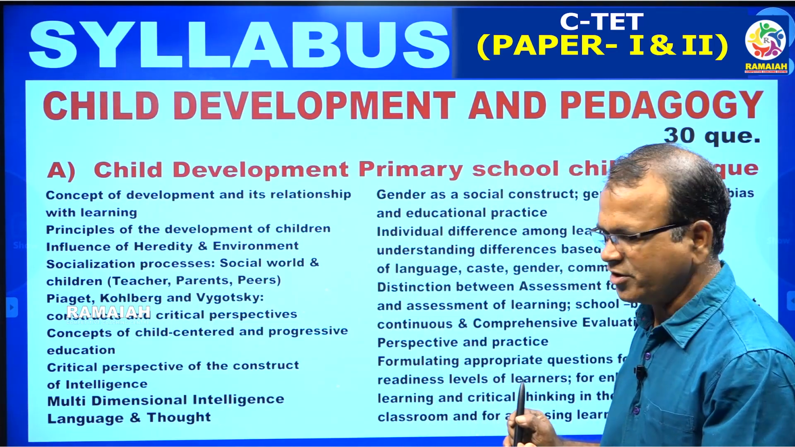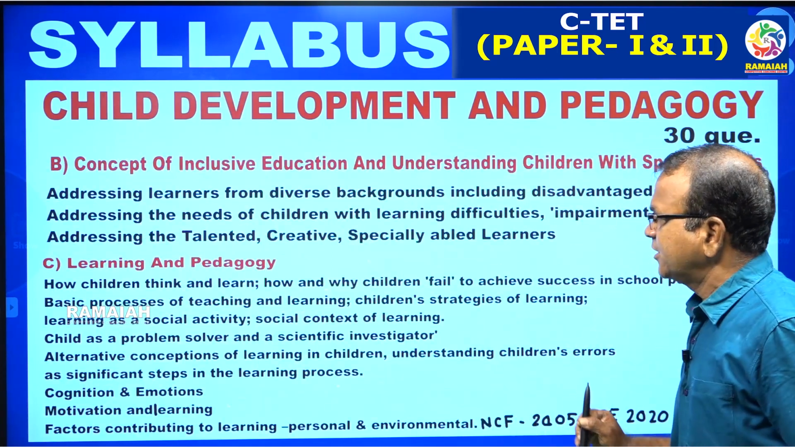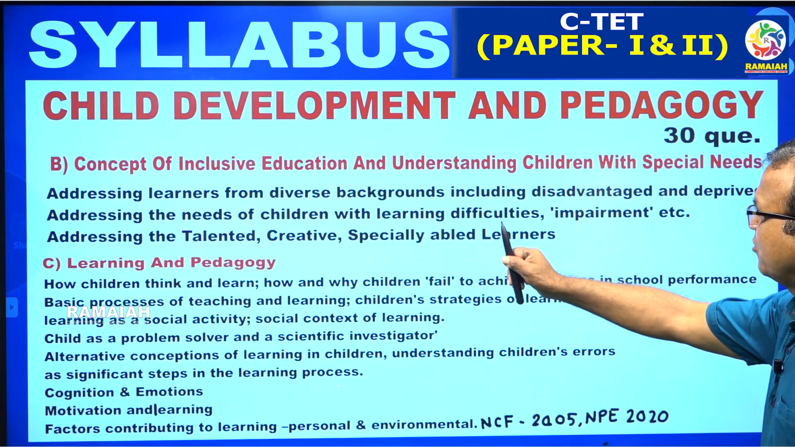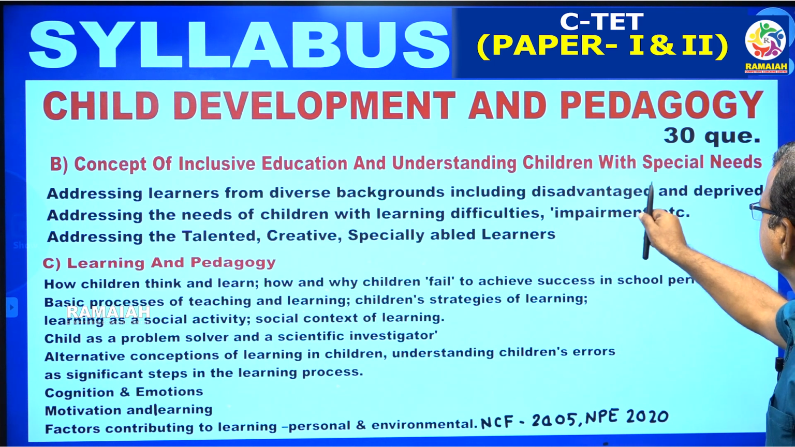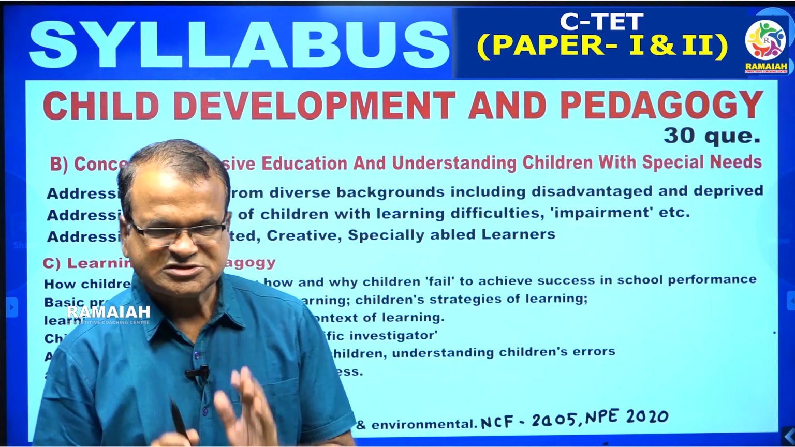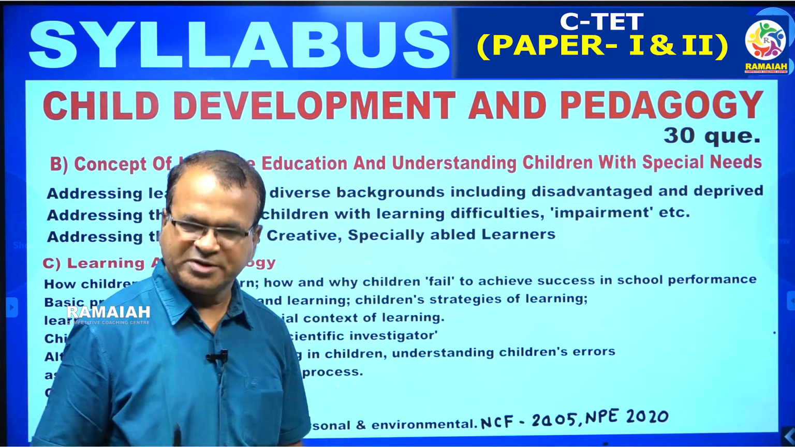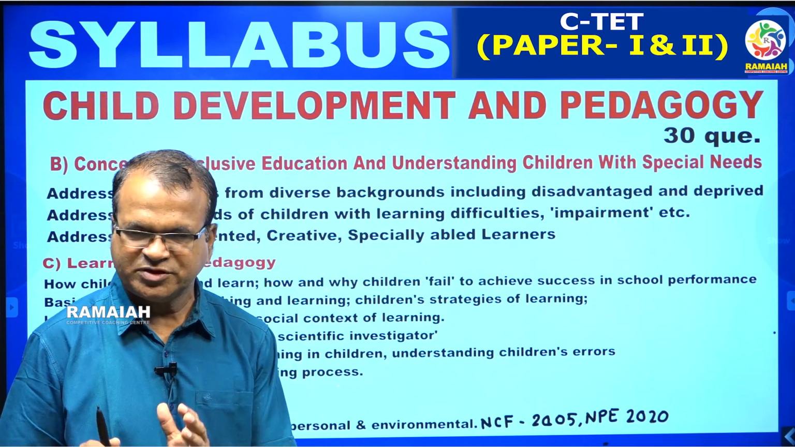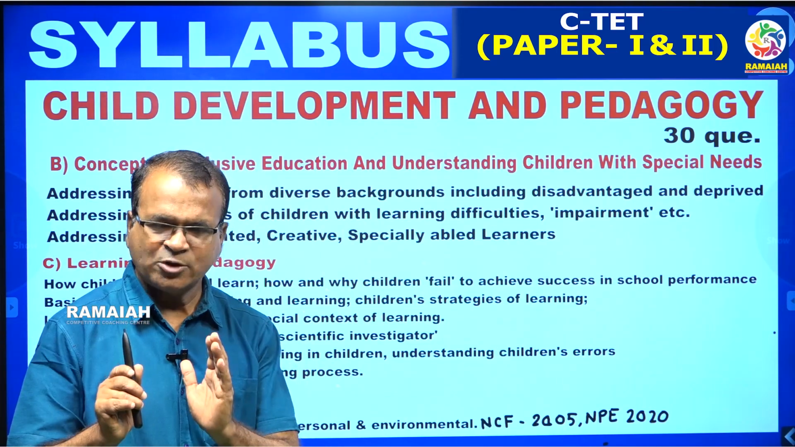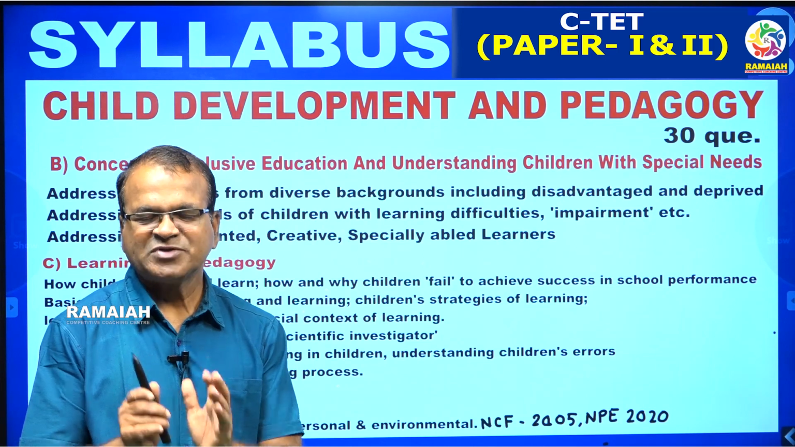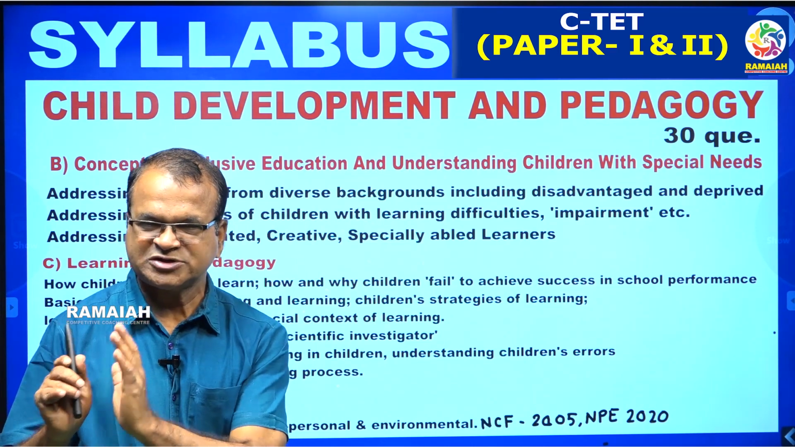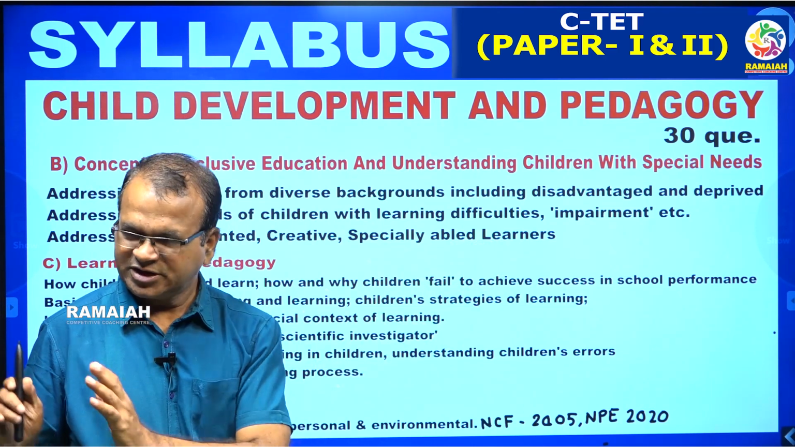Now we are going to part B. Friends, part B is the concept of inclusive education and understanding children with special needs. Previously, there was an understanding among teachers that we have to teach for average students. In the classroom, there are three types of students. One is very brilliant, gifted children.